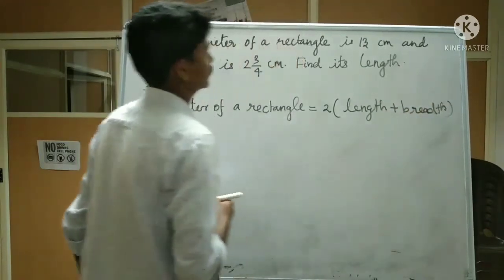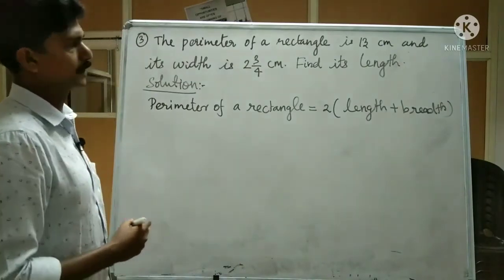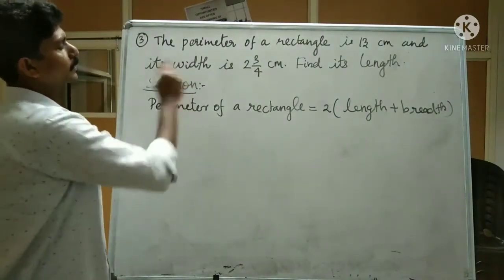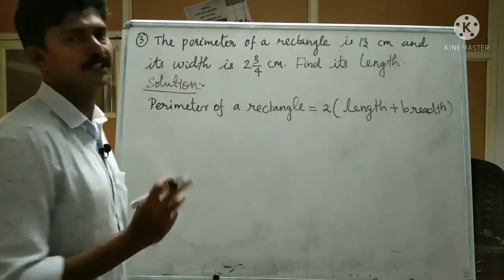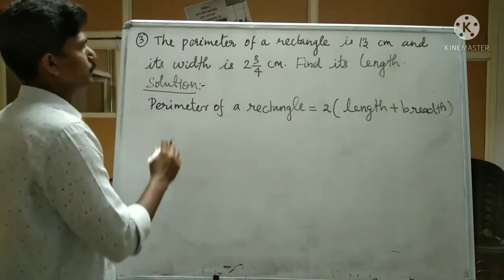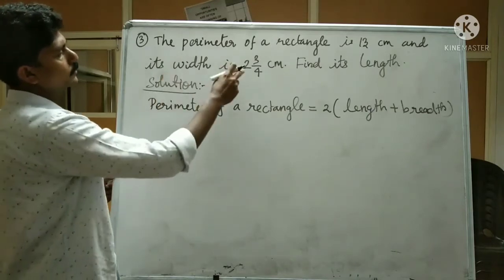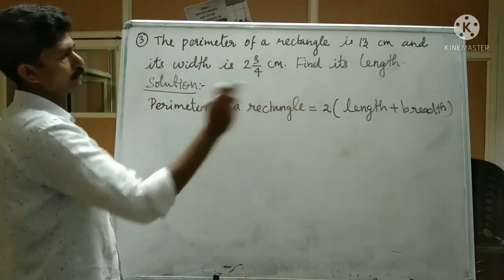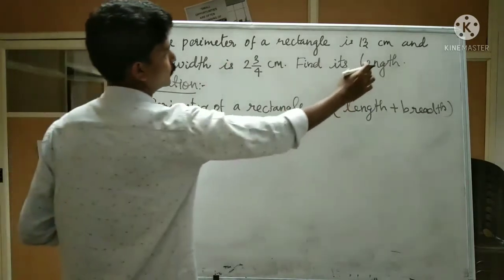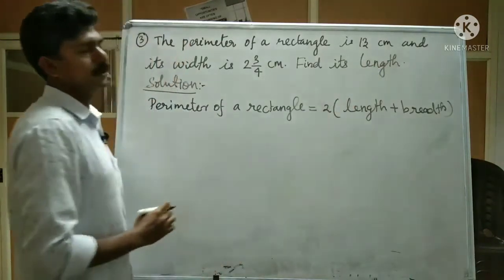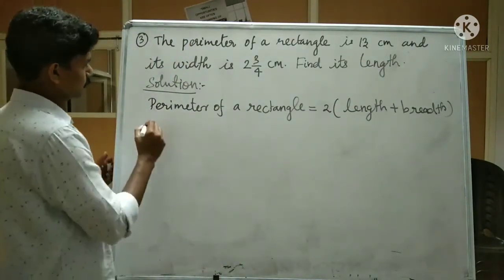2 times length plus its breadth. So breadth is what we call width here. Same, width and breadth are same. So what is given to us? Perimeter is given to us. Then what is given to us? The width or breadth is given. The length is not given. So length we have to find.